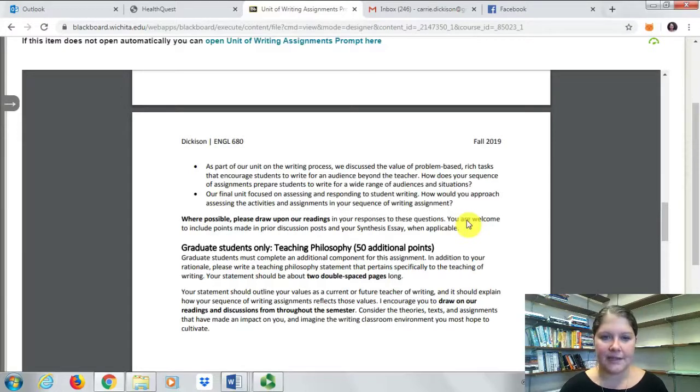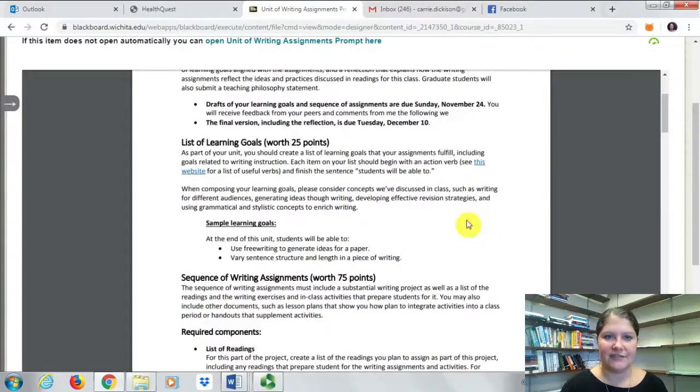So as I mentioned before, the first draft of this, so the draft of the list of learning goals and the draft of the sequence of assignments, are due Sunday, November 24. If you have any questions, feel free to reach out to me. And otherwise, I look forward to seeing your drafts.